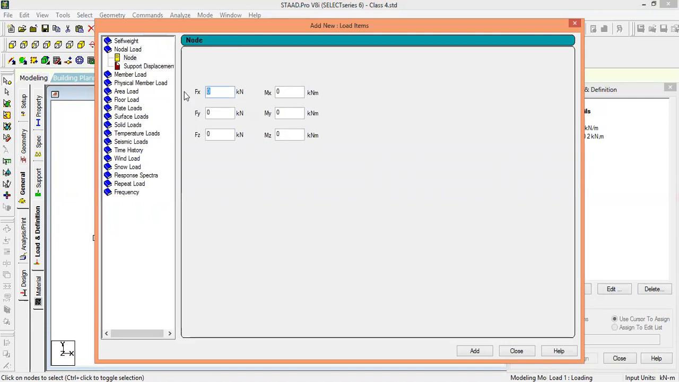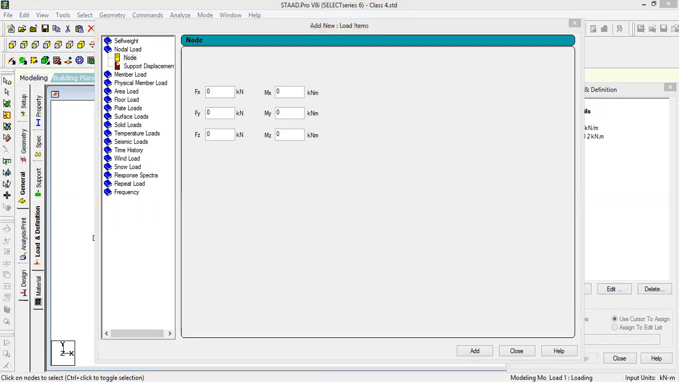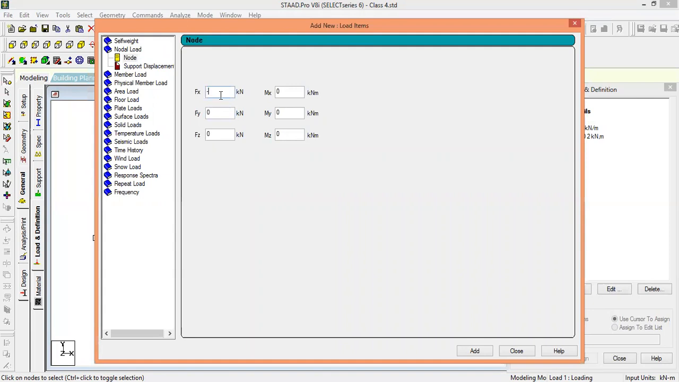So x distance, x is now not positive. You should remember that if the horizontal load is acting towards the right hand side, it is positive. If it is acting towards the left hand side, it is negative. Our 17.32 kilonewton load is acting towards the left hand side, and hence it is negative. And the vertical load of 10 kilonewton is acting downward, that is also negative. Therefore, x is minus 17.32 and y is minus 10 kilonewton.